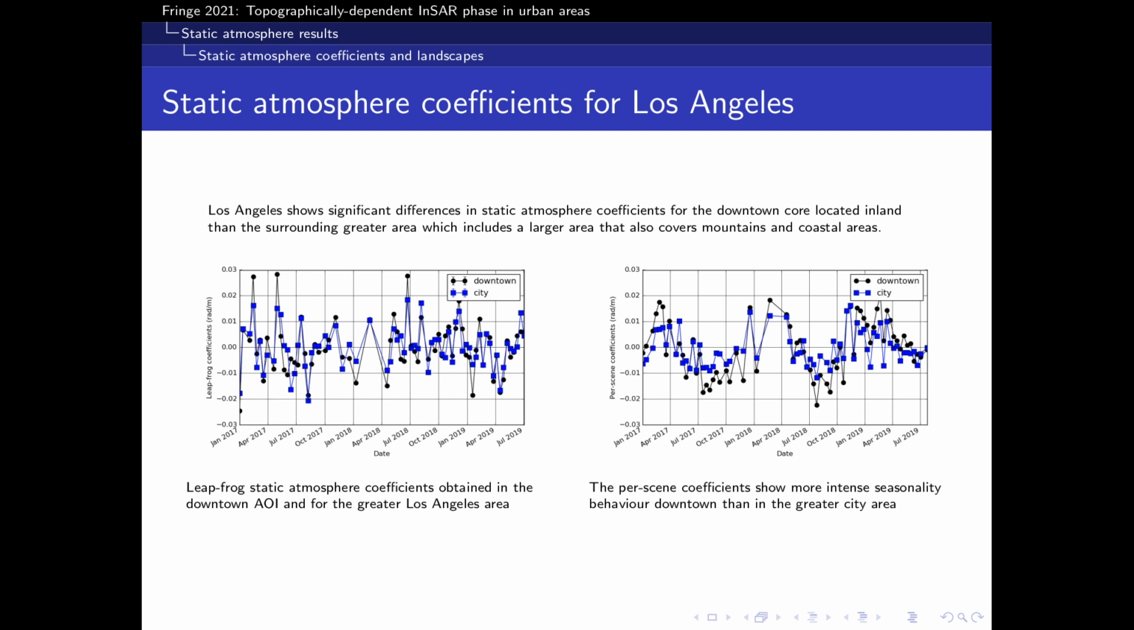The left image shows the leapfrog coefficients obtained for downtown and the greater city area. They are significantly different, reflecting the spatial dependence of the atmospheric phase. A seasonal trend can be observed in the per-scene coefficients, which is more prominent downtown than the wider city area.